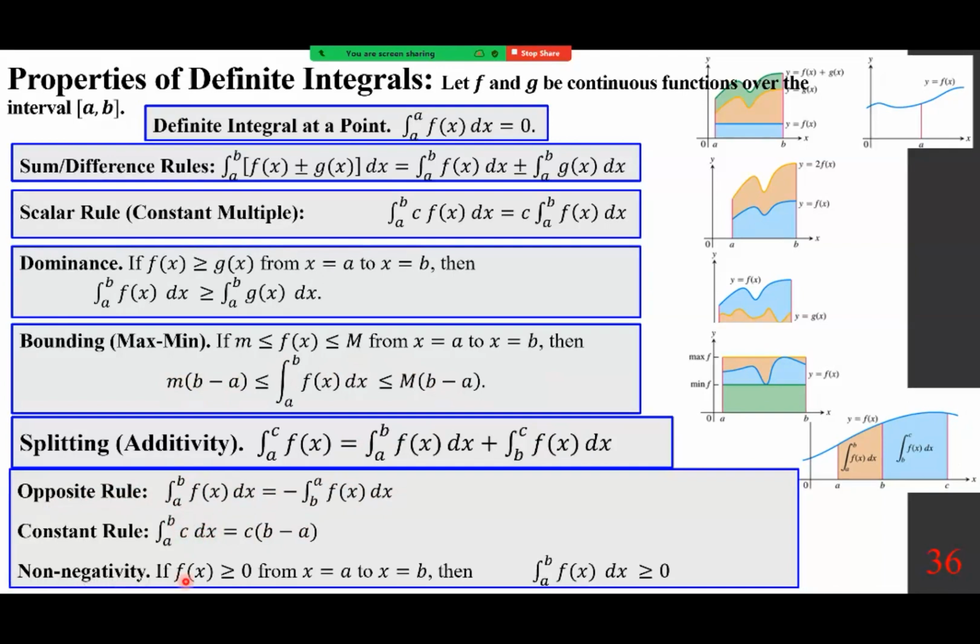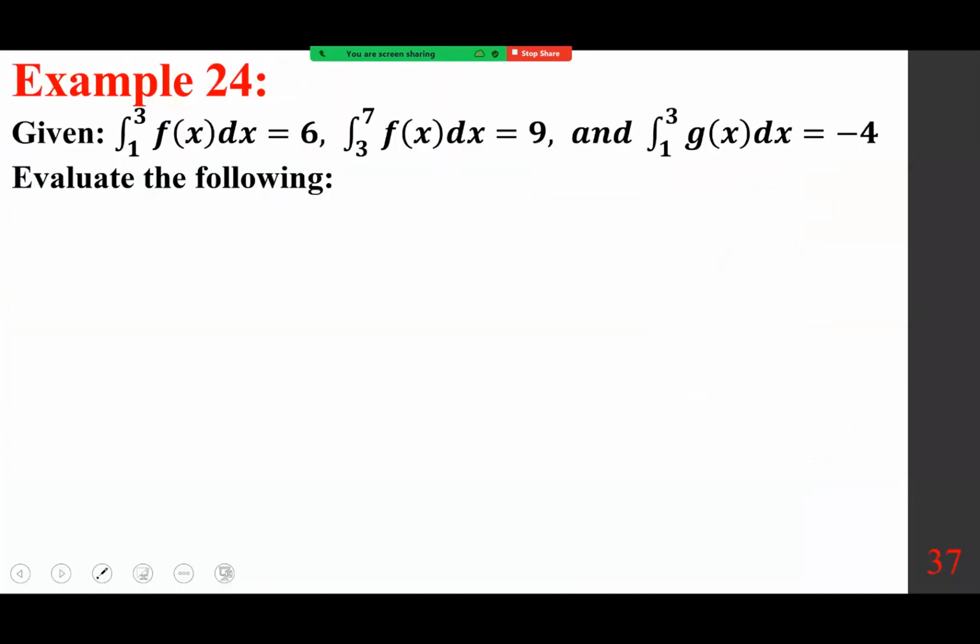And non-negativity: if f of x is non-negative, larger than or equal to 0 from A to B, then the integral is greater than or equal to 0. Otherwise, it's the difference of integrals. So the integration may or may not be positive. It depends whether the function originally is positive or not. With that being the case, we can try this.